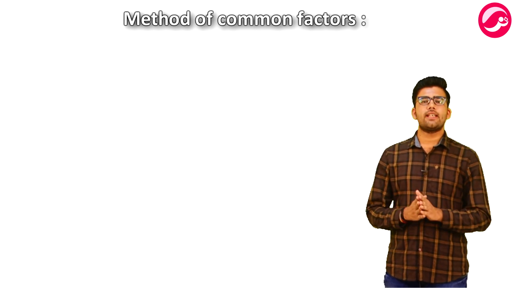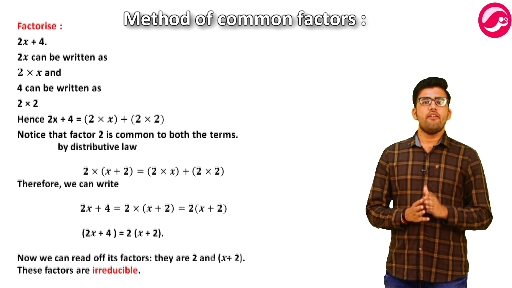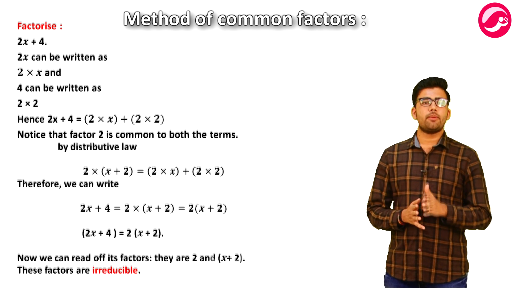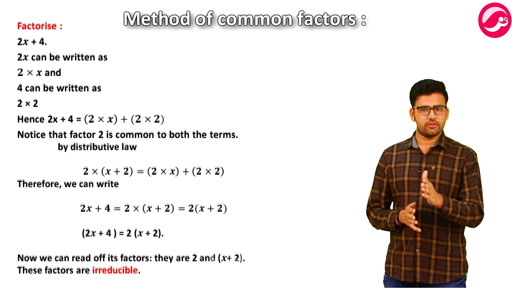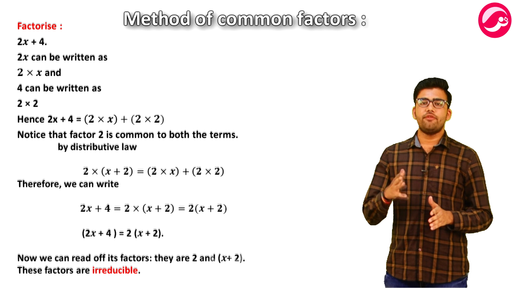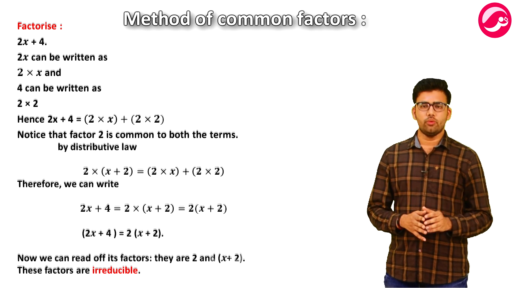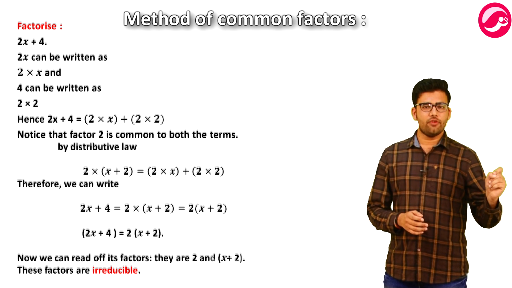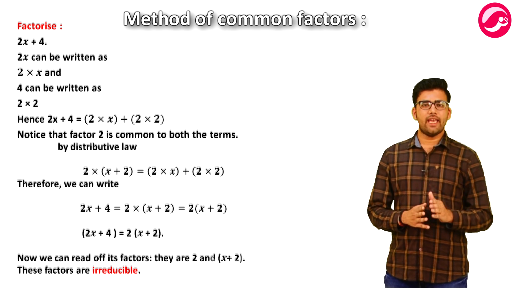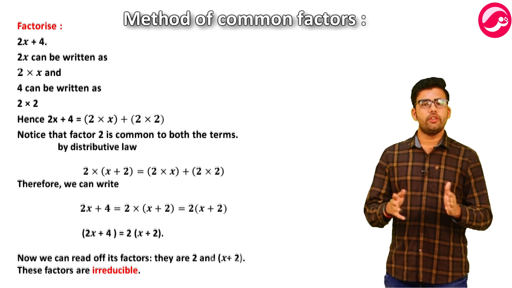अब हम एक simple example लेते हैं. For example, factorize 2x plus 4. We shall write each term as a product of irreducible factors. That is, 2x can be written as 2 into x and 4 can be written as 2 into 2. Hence, 2x plus 4 is equal to 2 into x plus 2 into 2. Notice that the factor 2 is common to both the terms.